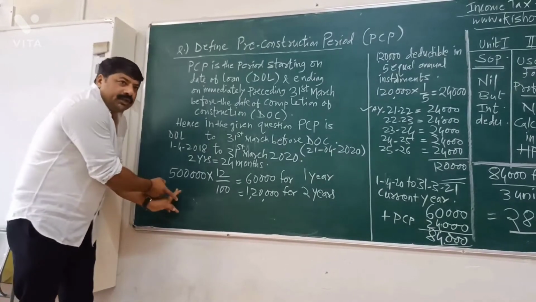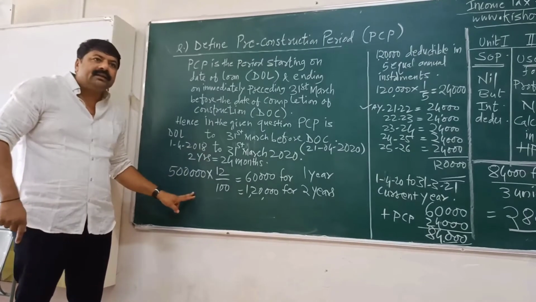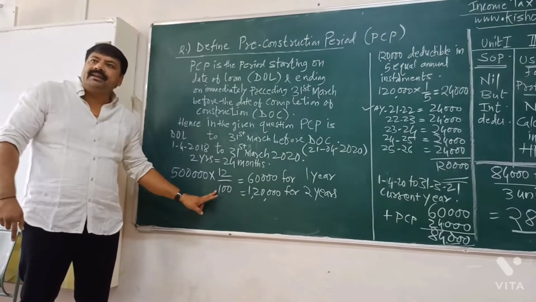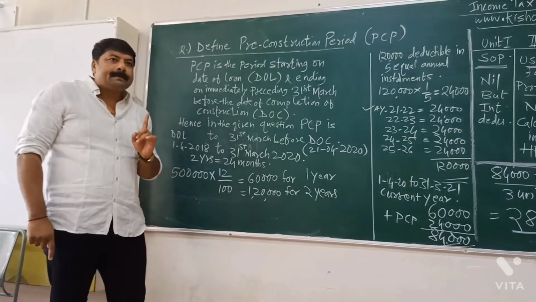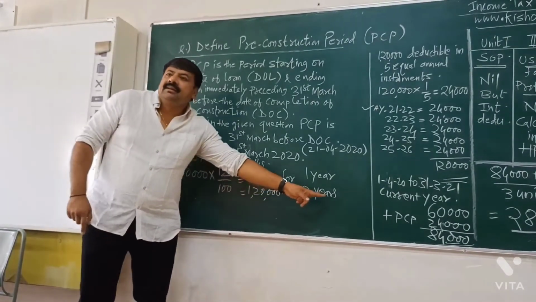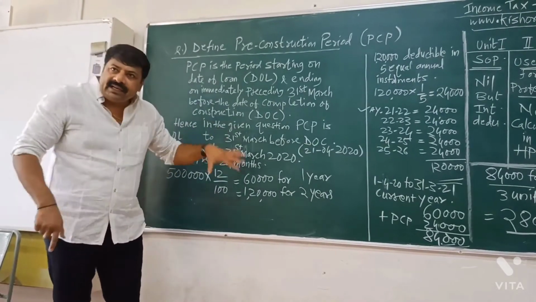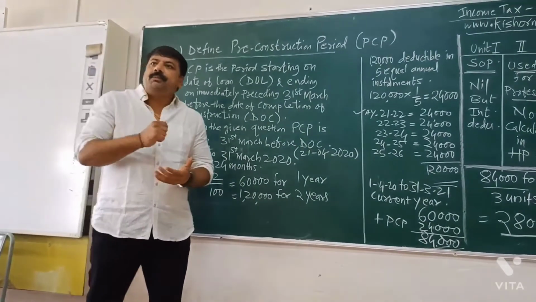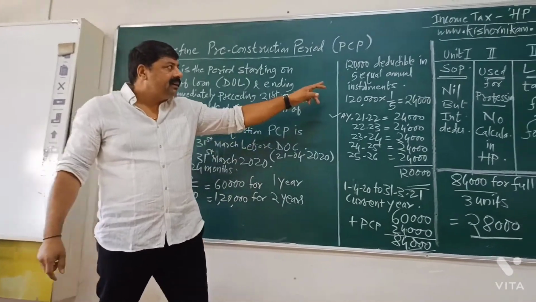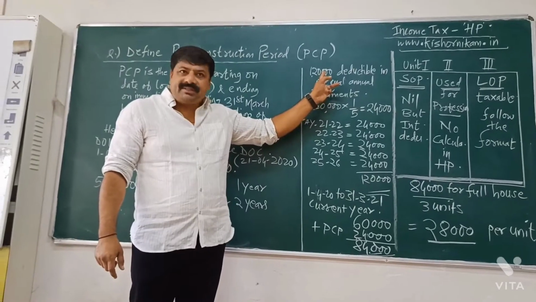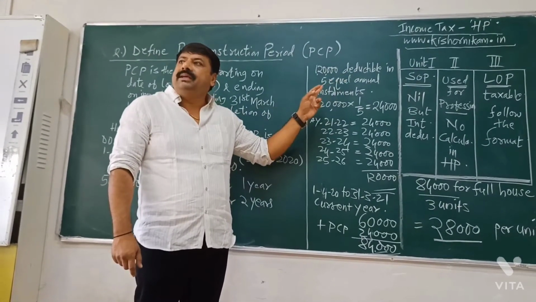We will calculate the interest. The amount of loan is 5 lakhs. Rate of interest is given to you, 12%. 5 lakh into 12% is equal to 60,000. If 60,000 is for 1 year, for 2 years it will be 1,20,000. But friends, the treatment for deduction under section 24 for pre-construction period interest is here. 1,20,000 PCP interest is deductible in 5 equal annual installments.